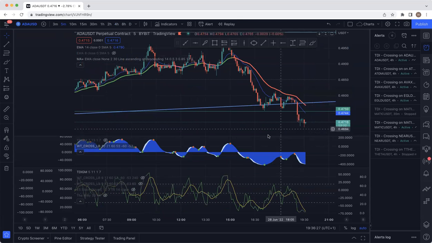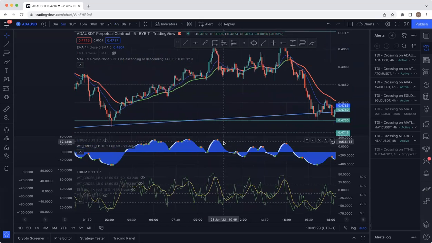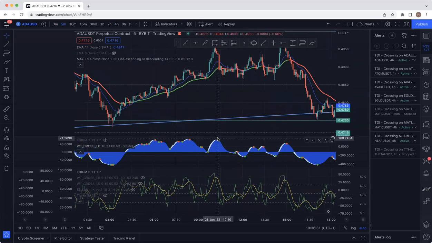All right, so yesterday we did learn about these two indicators. This one we call the wave trend cross. This is the first one on the top. And then this one we call the TDI, which is the trader's dynamic indicator, right? So these two indicators, we will be using in our next strategy. They're very, very good indicators.